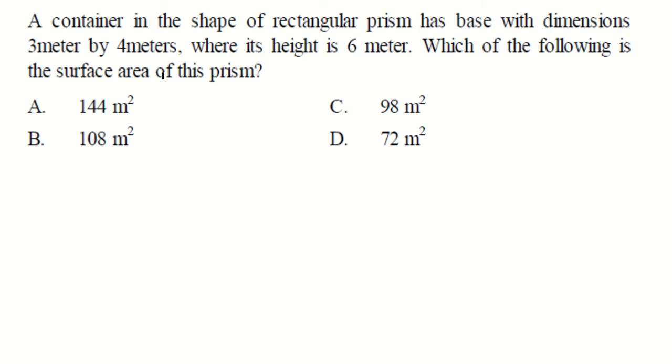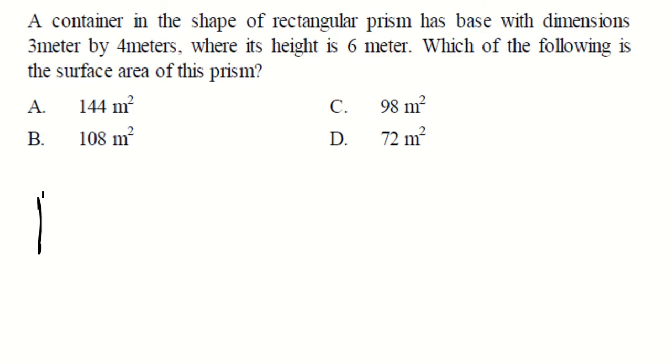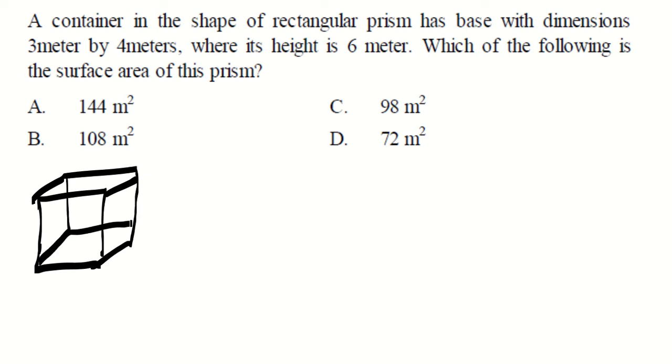Okay. The next question, a container in the shape of a rectangular prism. A rectangular prism is a three-dimensional figure, and the base is a rectangle. The container has a base with dimensions 3 by 4, and the height is 6. Which of the following is the surface area of this prism?